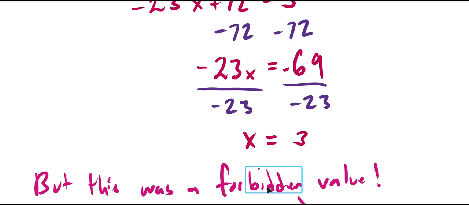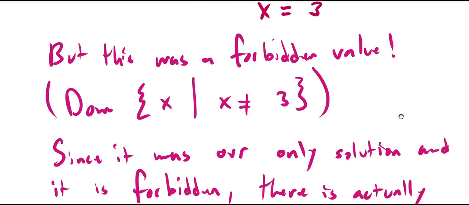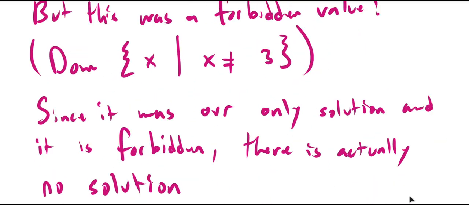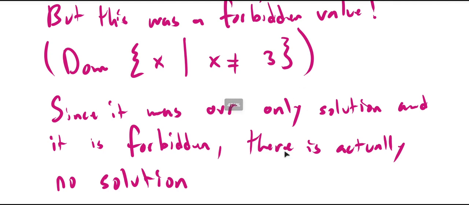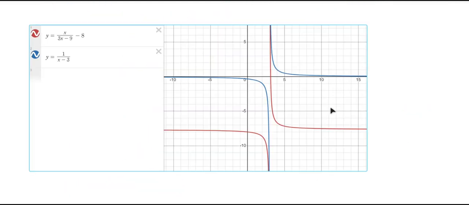Remember we said no x's equal to 3's. The domain was all of the x's except for this one. This isn't a valid input. This would have caused us to divide by 0, and since the only possible solution was x equal to 3, that means that there isn't actually any solution here. There is no solution. I've included a quick Desmos graph to show you what that looks like on the graphs.